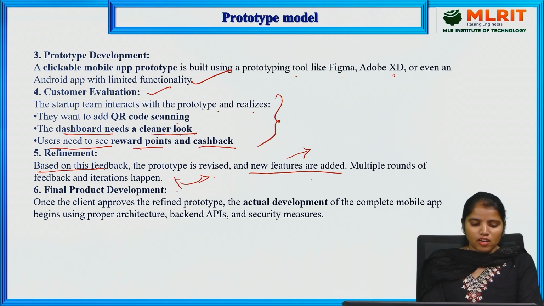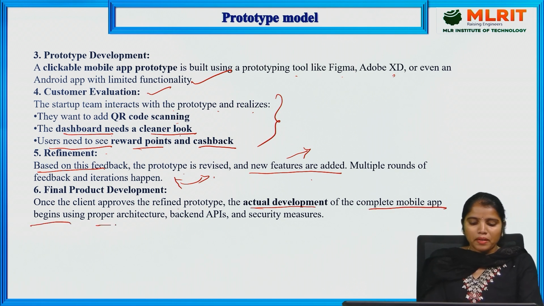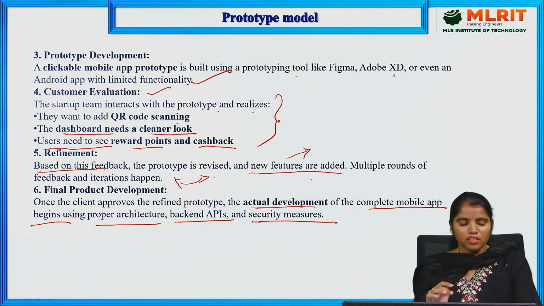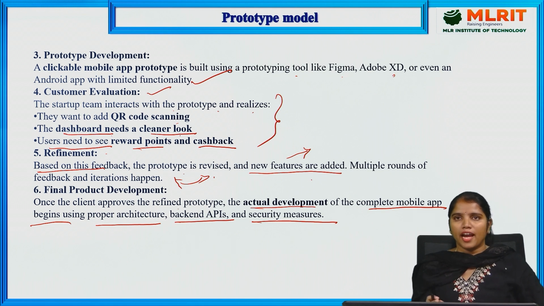Final product development. Once the client approves the refined prototype, the actual development of the complete mobile app begins using proper architecture, backend APIs, and security measures. These are the six phases used with mobile apps like PhonePe, Google Pay, and Paytm. This is the real-time example for prototype model.